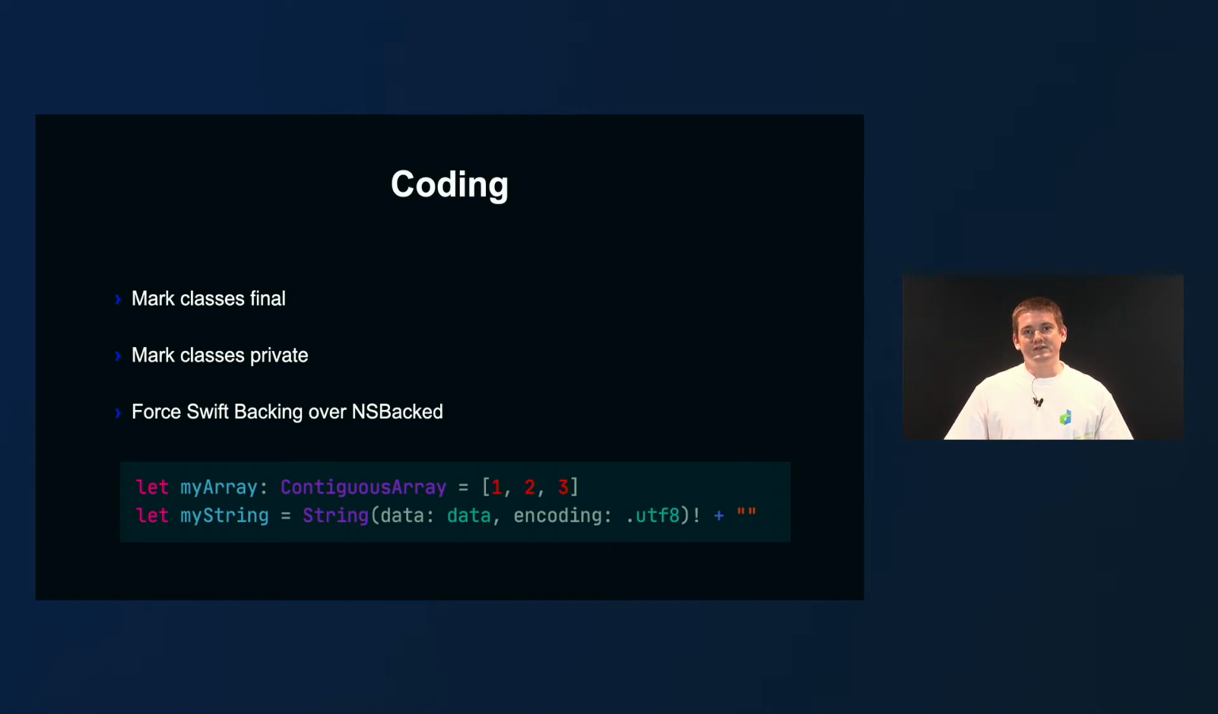Now, another thing that it's best to do when you know exactly what you're doing is forcing Swift-backed strings and arrays rather than NS-backed. For instance, an array in Swift is either a contiguous array or an NSArray. But if you know you're not going to be using Objective-C, you can specifically say that you want to use a contiguous array and get a small performance boost. String is a little trickier, but it's been found that if you just append an empty string to the end of it, it converts it into a Swift string.